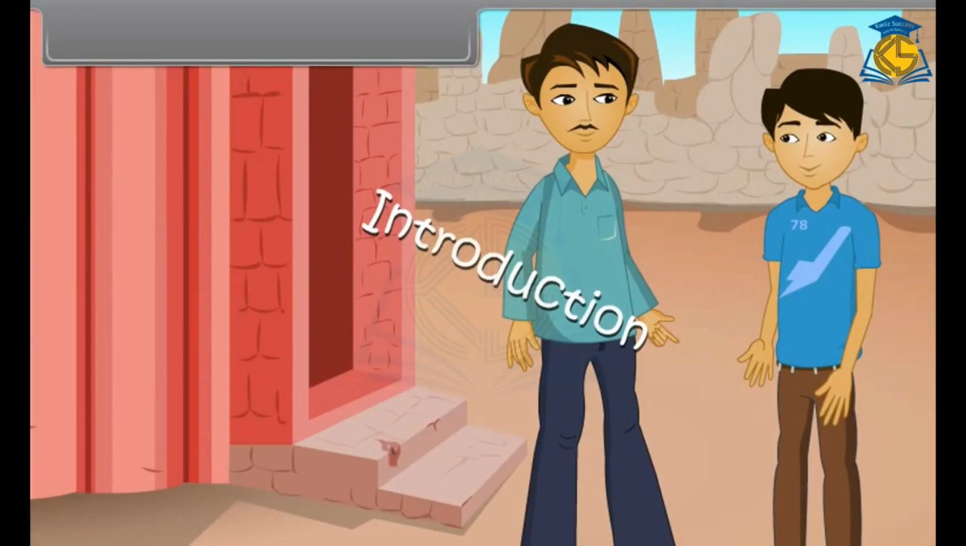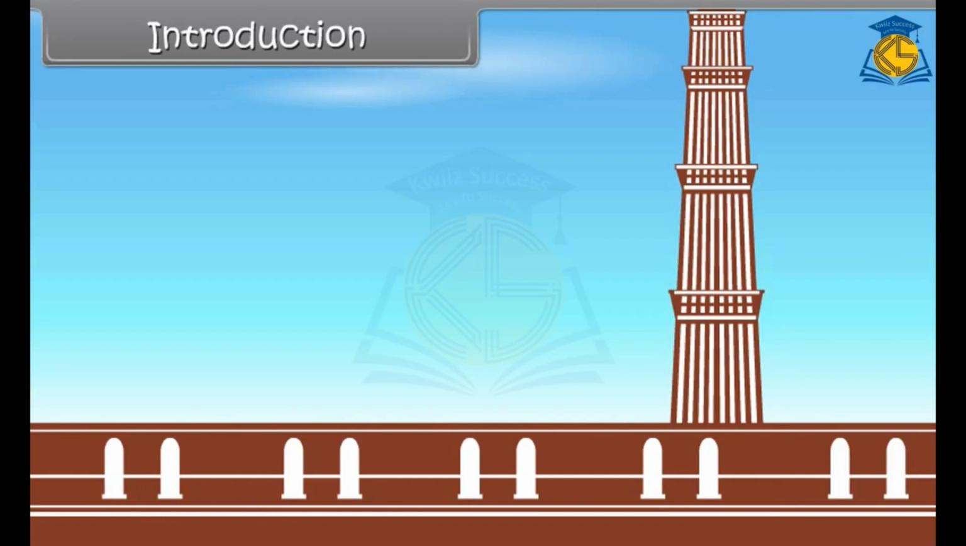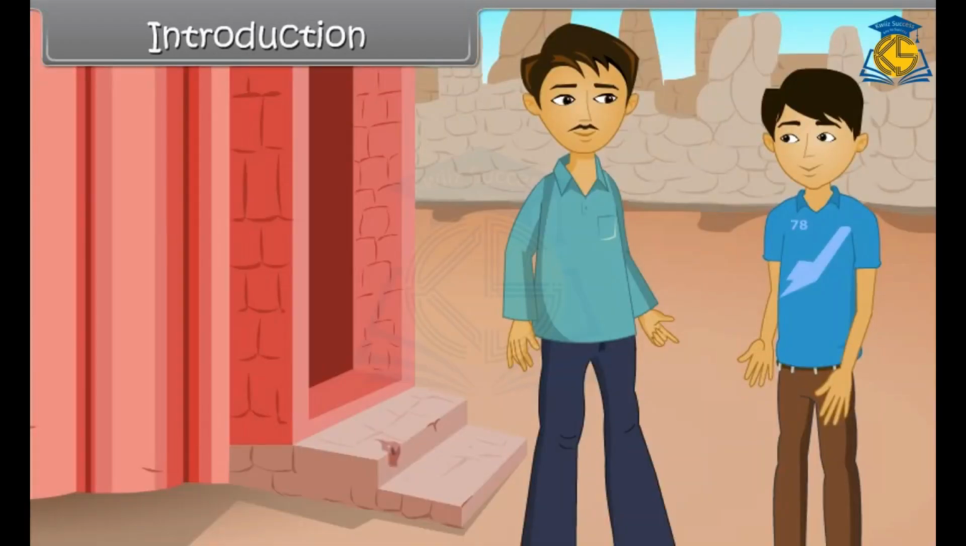Introduction. Look son, this is Qutub Minar. You know how high it is? No. Okay, I will tell you. It is 72.5 meter tall.